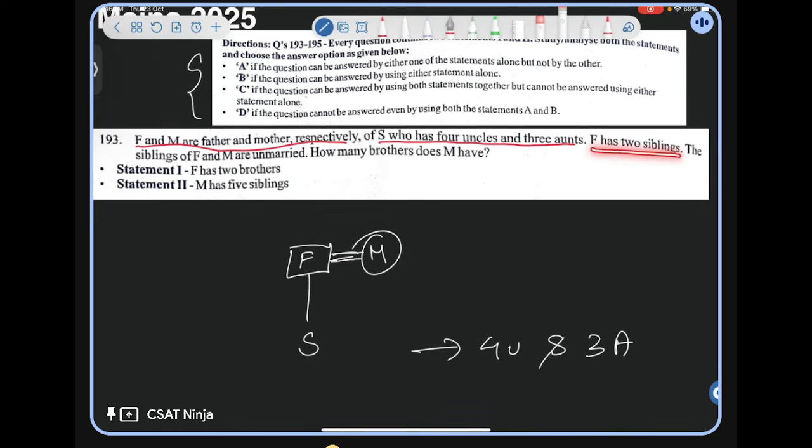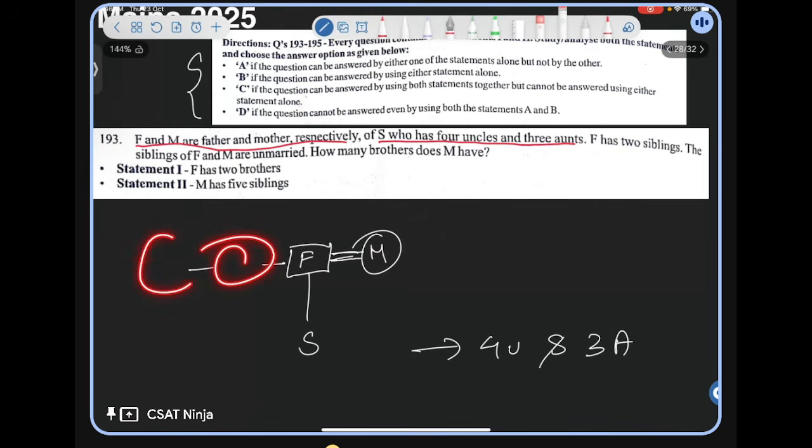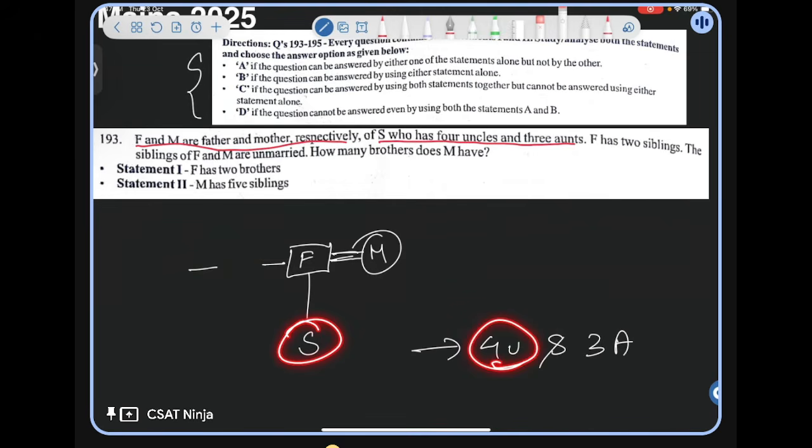F has 2 siblings. Okay, I'm getting a tip here. F has 2 siblings. But remember, I don't know the gender of these two. The 2 siblings that F has, I don't know their gender. But I know that F has 2 siblings. That means the total here is how much? S has 4 uncles and 3 aunts. That means there is a total of 7 people. 2 people are being filled here.